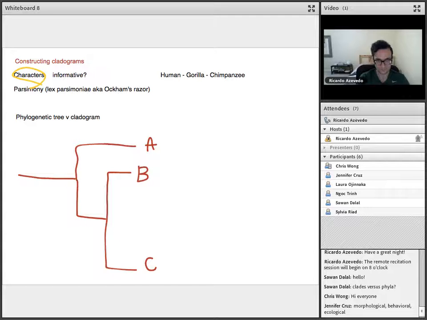Big brain. And what else? Bipedalism. And can we have another one? Group.